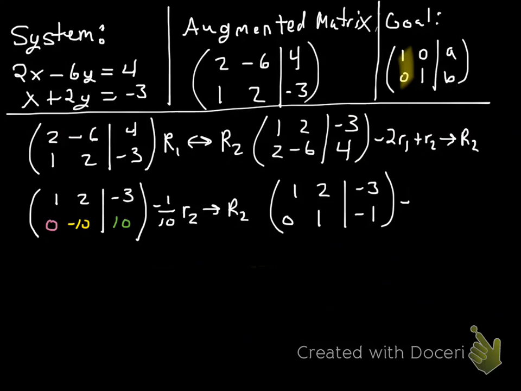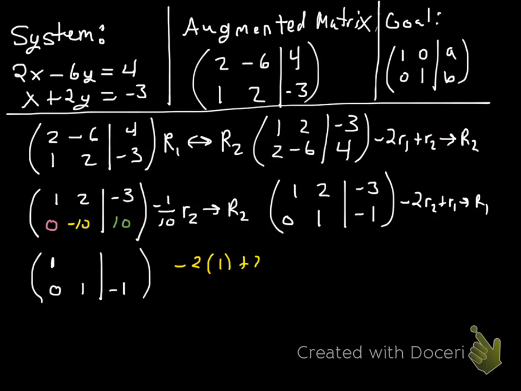Alright, so we're almost done. Now I just need to make this 2 here, I need to make it a 0. So if I multiply row 2 by negative 2 and then add it to row 1, that'll do that for me. So we're going to multiply row 2 by negative 2, add that to row 1, and that's going to replace row 1. Row 2 is unchanged. We'll write out our steps.